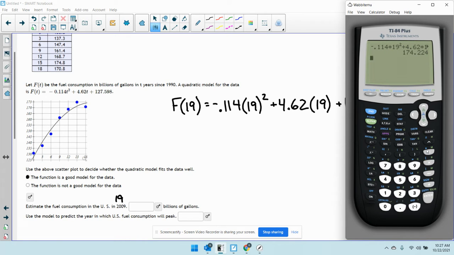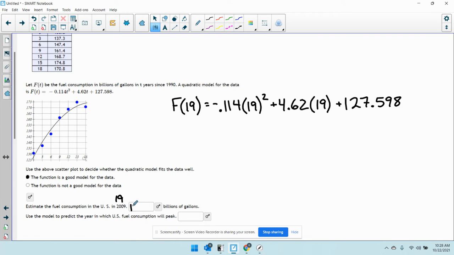Looks like 174.224. Just want to double check to make sure I didn't mess anything up there. Negative 0.114. Yep, 19 squared. Okay, good. So 174.224. I don't know how many decimals they want, but I guess that's good enough.